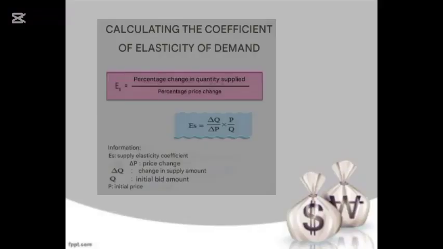Elasticity of supply. Elasticity of supply measures the degree of sensitivity of change in supply due to price change, and the factors that determine the price elasticity of supply. Calculating the coefficient of elasticity of supply, ES, equals percentage change in quantity supplied divided by percentage price change. Formula: ES equals delta Q by delta P times P by Q. Information: ES is the supply elasticity coefficient, delta P is price change, delta Q is change in supply amount, Q is initial supply amount, P is initial price.